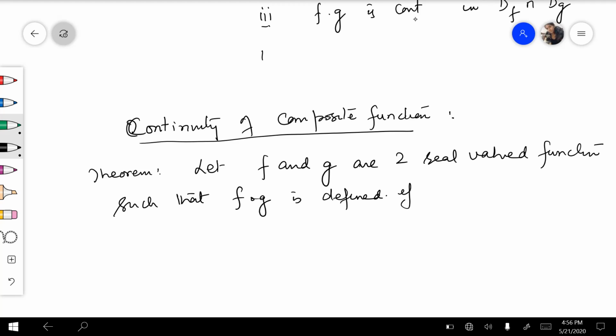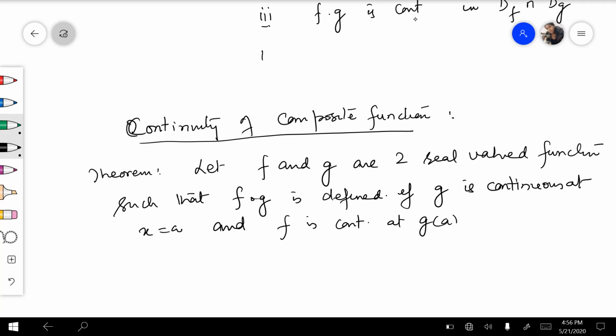If g is continuous at x equals a and f is continuous at g of a, then the composition of g with f is continuous at x equals a.